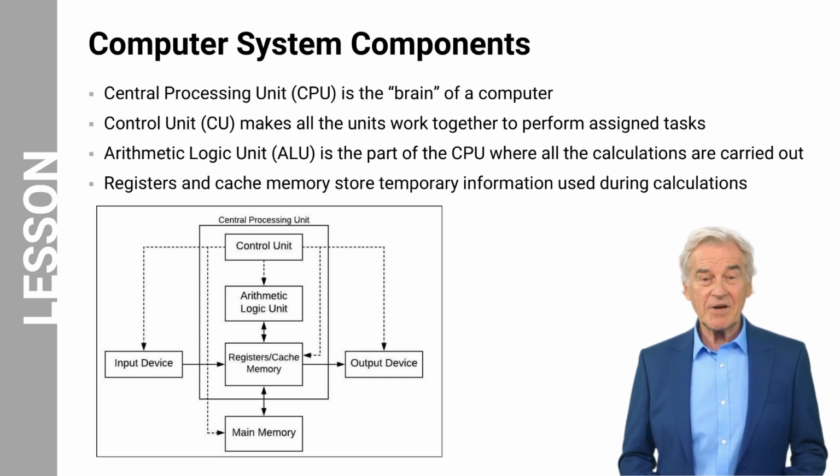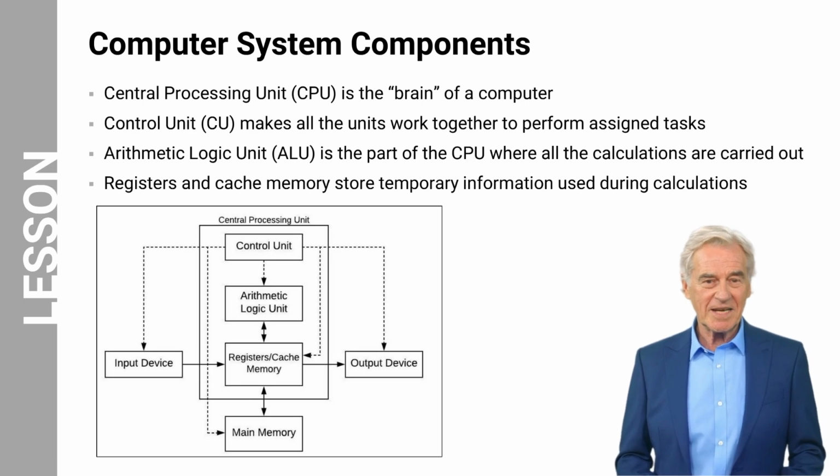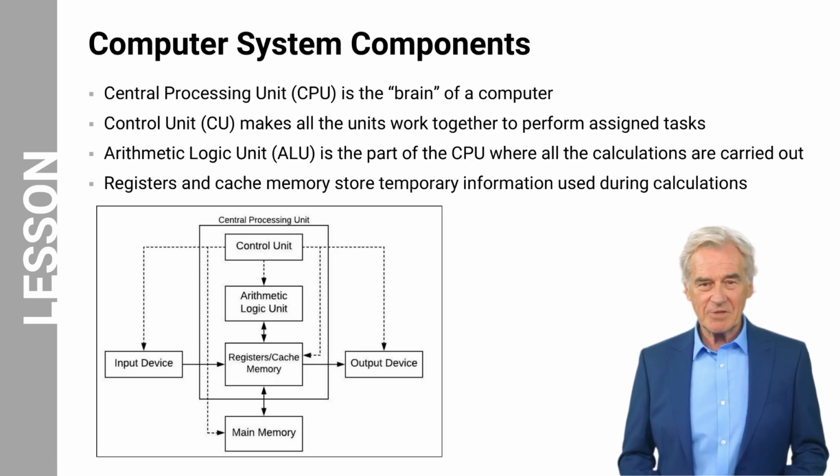Now, let us look at the various computer system components. The central processing unit, abbreviated as CPU, is the brain of the computer. It is a chip that reads and carries out instructions. When you click something or run a program, the CPU figures out what needs to happen and makes it happen.